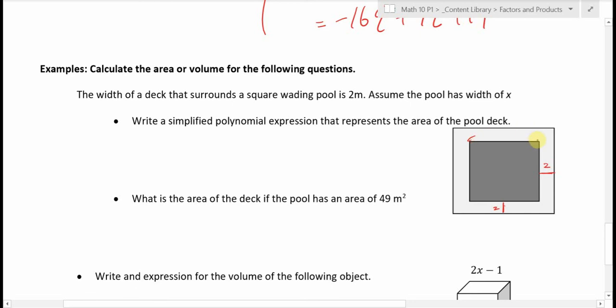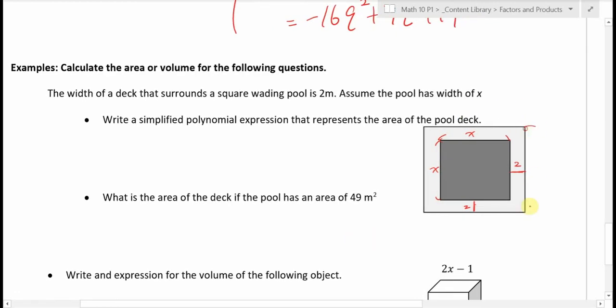So this piece right here is x and that piece right here is x. It says write a simplified polynomial expression that represents the area of the deck. Well, we know to find the area of the deck, we simply take the larger square and take away the smaller square.